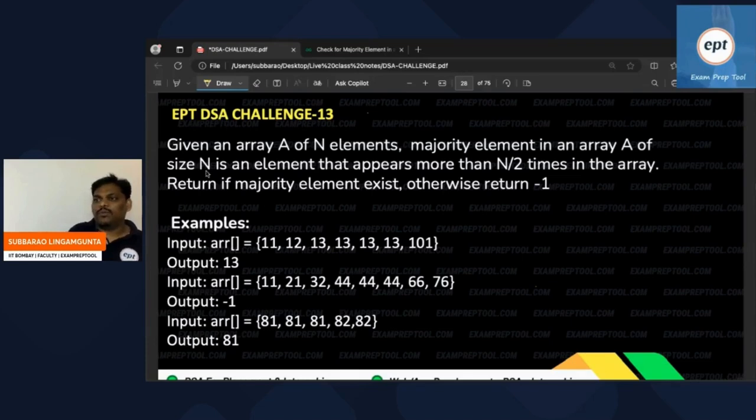You are taking one for loop with i running, so it keeps going. Whenever it matches, increment by 1. Suppose the opposite comes, decrement by 1. Next, if count is 0, all cancellations are done. So again the majority element index will start from i, count is 1, and continue the loop. Same story happening. One for loop ends here. Now after finding, you will return the majority element.